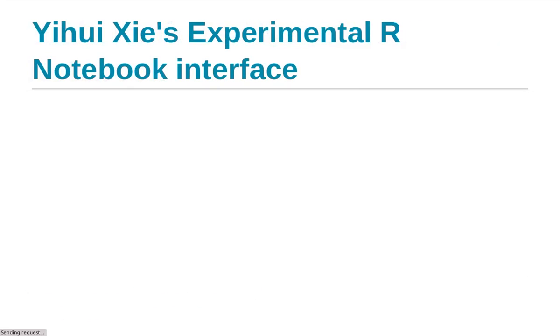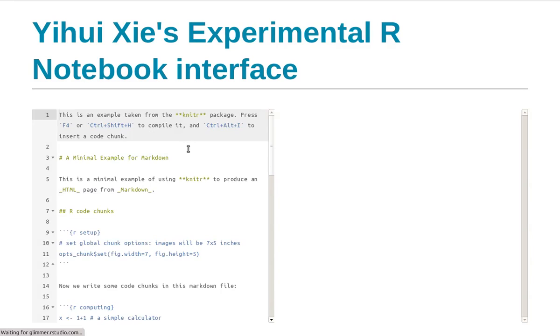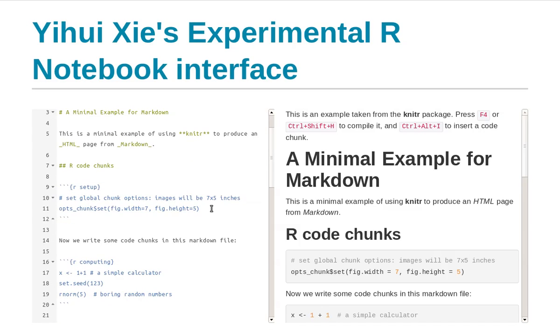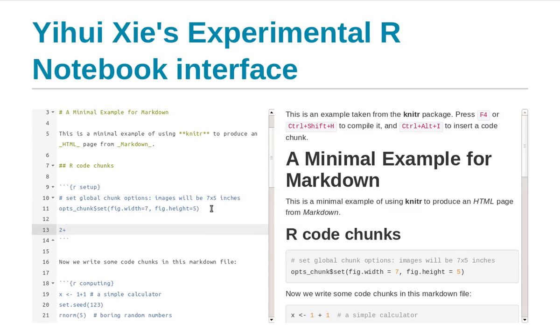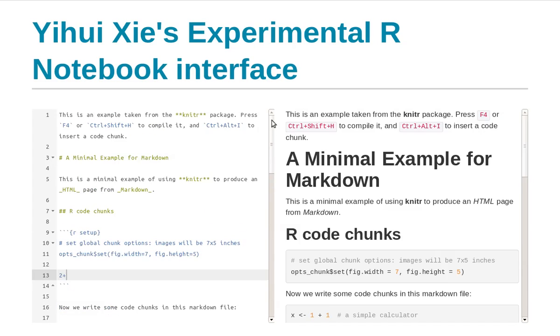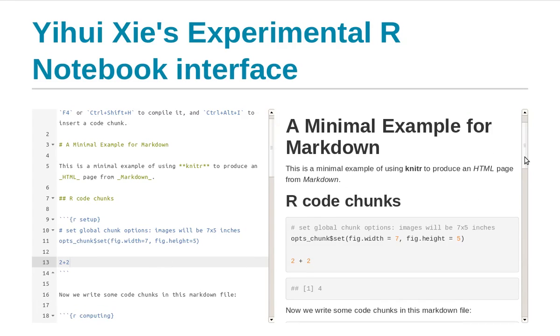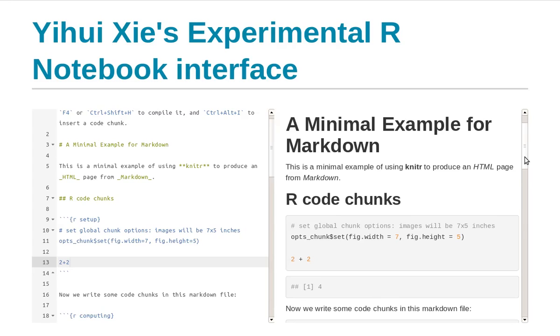Also, somebody in this room wrote an R-based notebook, and he only has a demo up right now. But what you can do is type some code in, and then you hit Control-Shift-H. So I'm just going to add 2 and 2, and it evaluates it and shows you the output over here very nicely. So on one side you have a bunch of input, and on the other side you have a bunch of output.